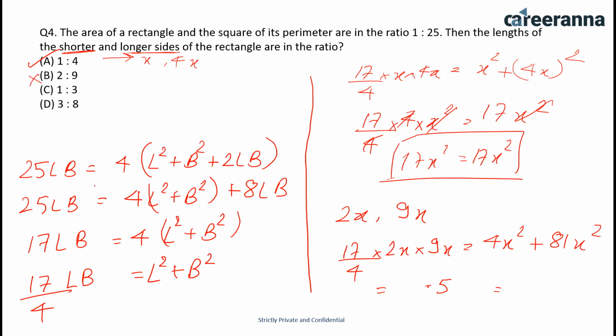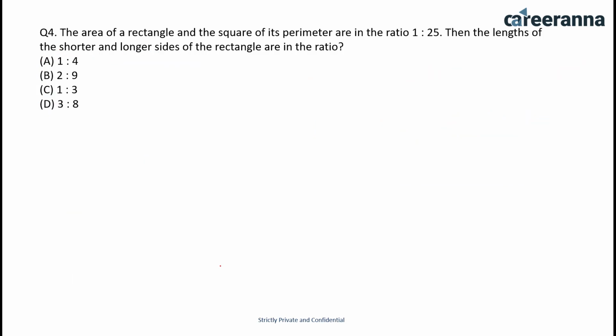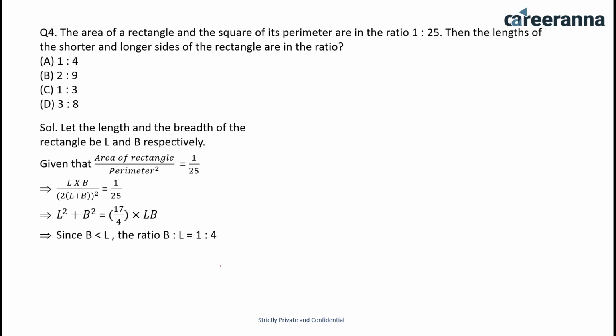Try to solve this question with both the options as well, C and D, and you'll find that these two will not justify this equation. So our answer to this question is option A only, that is 1:4. Let's look at the solution to this question. Moving on to the next question.